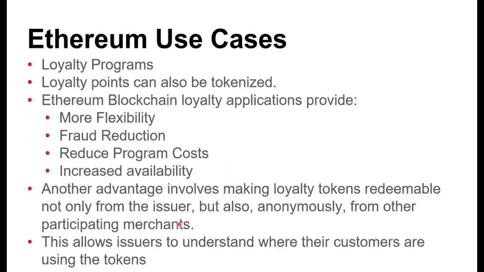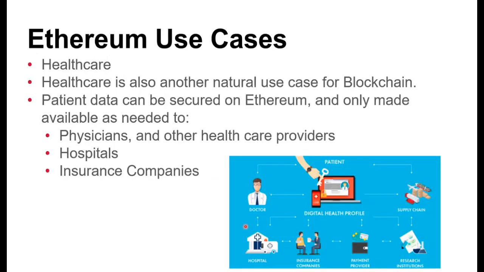Loyalty programs are another type of asset that can be tokenized using Ethereum. They provide more flexibility, fraud reduction, reduce program costs, increase availability. Another advantage is if loyalty tokens are redeemable from other issuers, this can deliver data back to issuing merchants. So they will understand what their customers are doing and how they're using the tokens they issued.